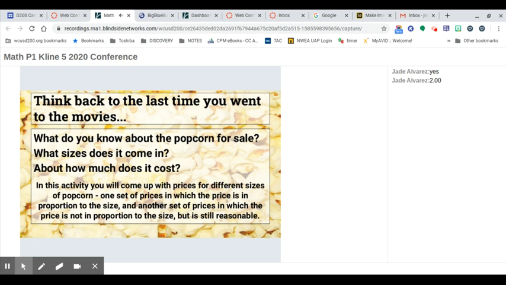About $2? Maybe. It's a little bit more expensive, but I wish it was $2.